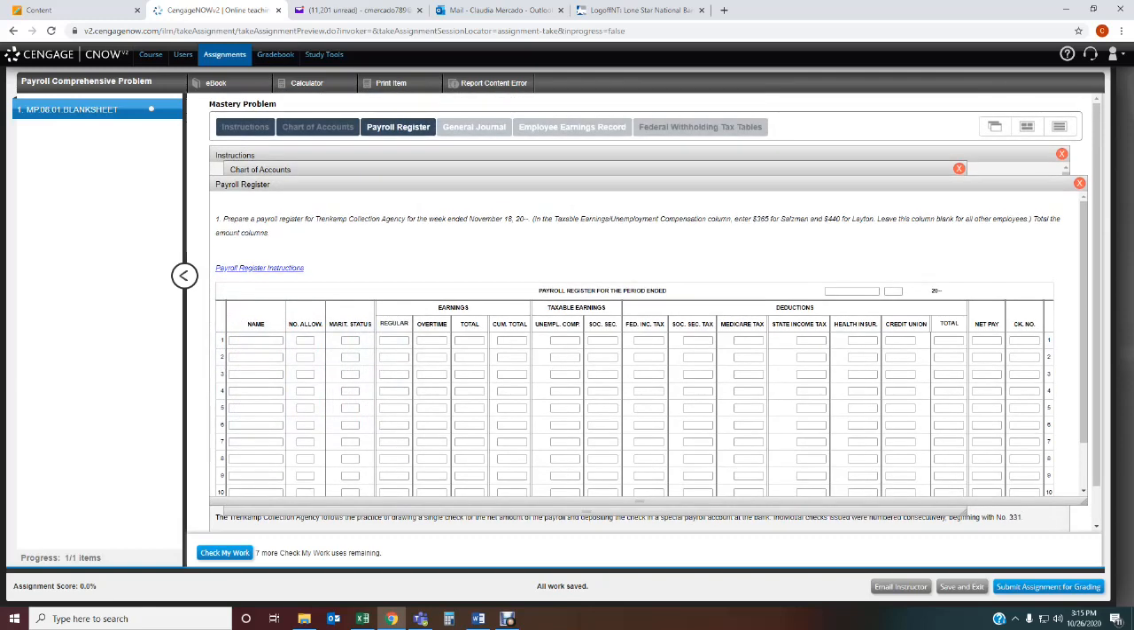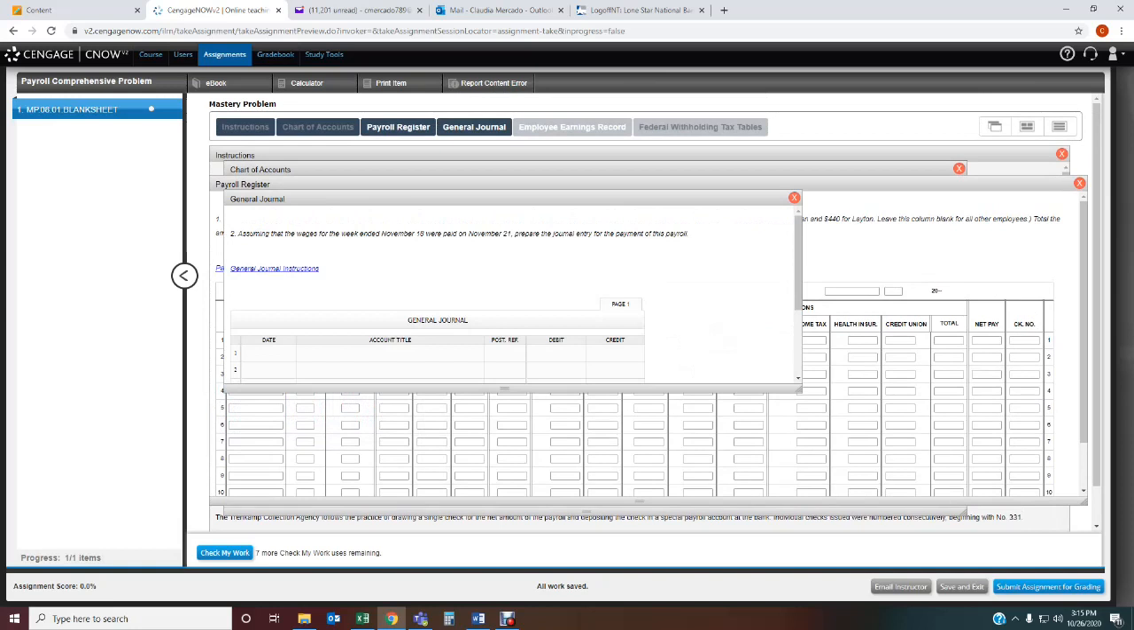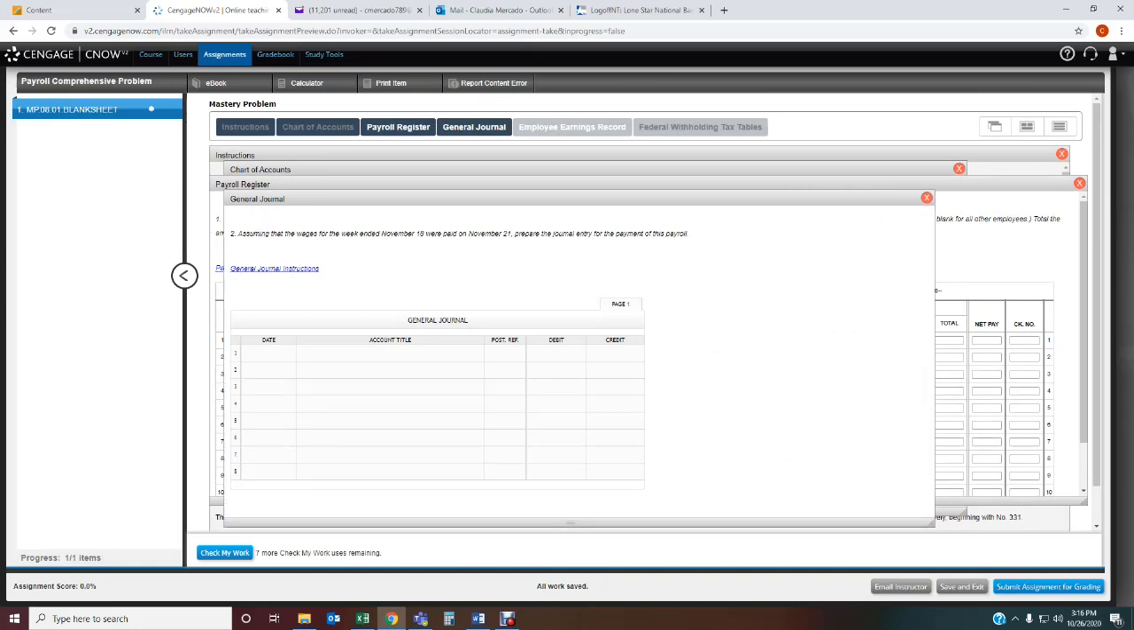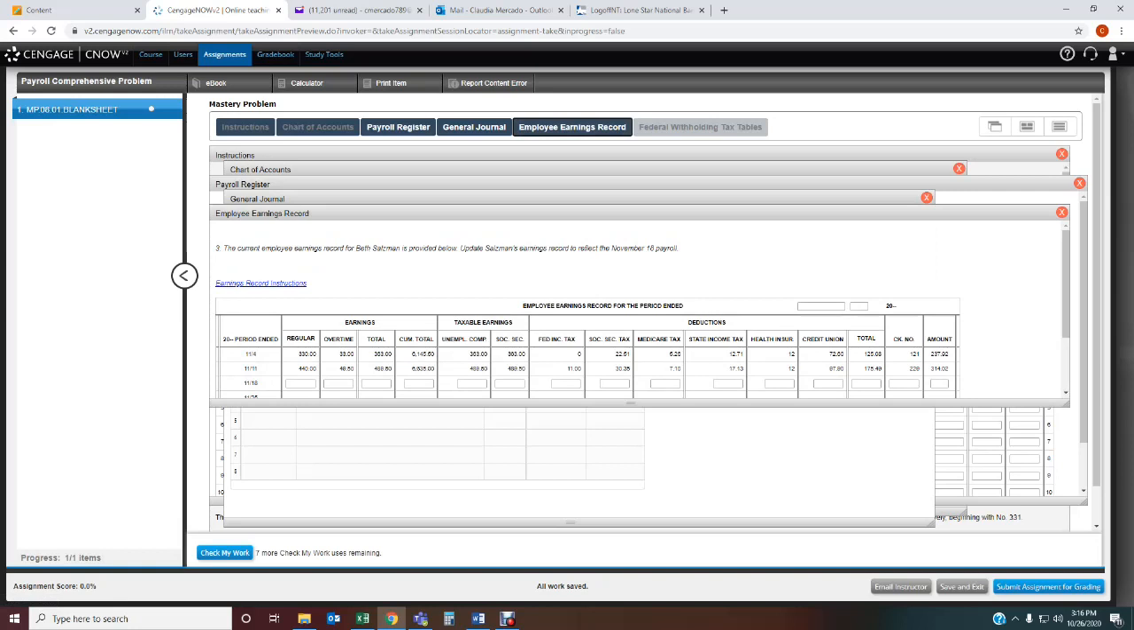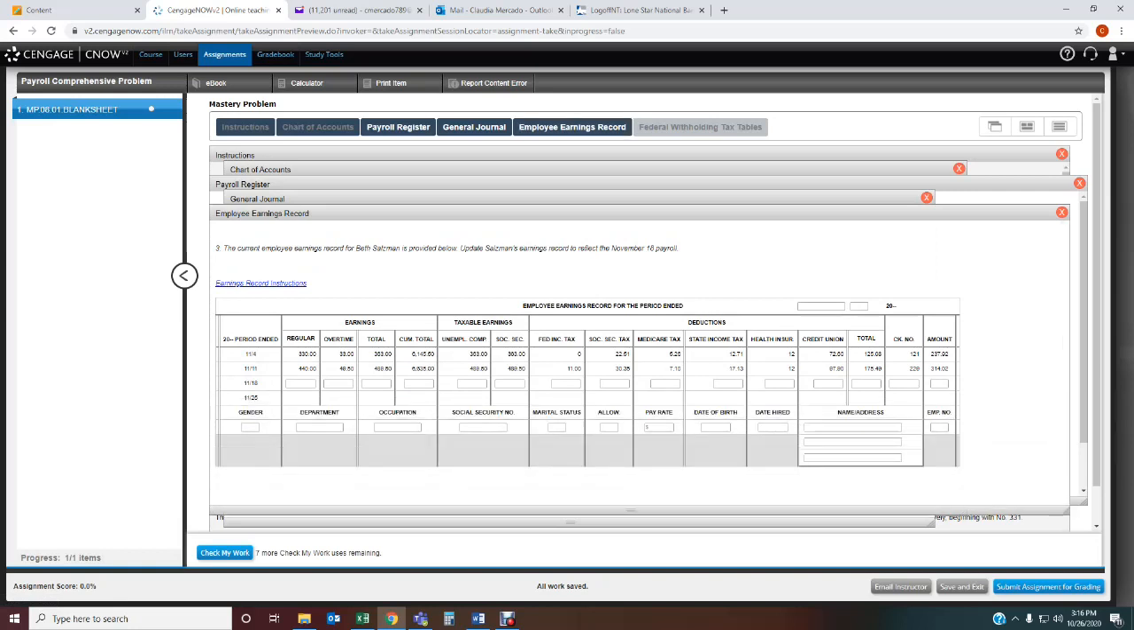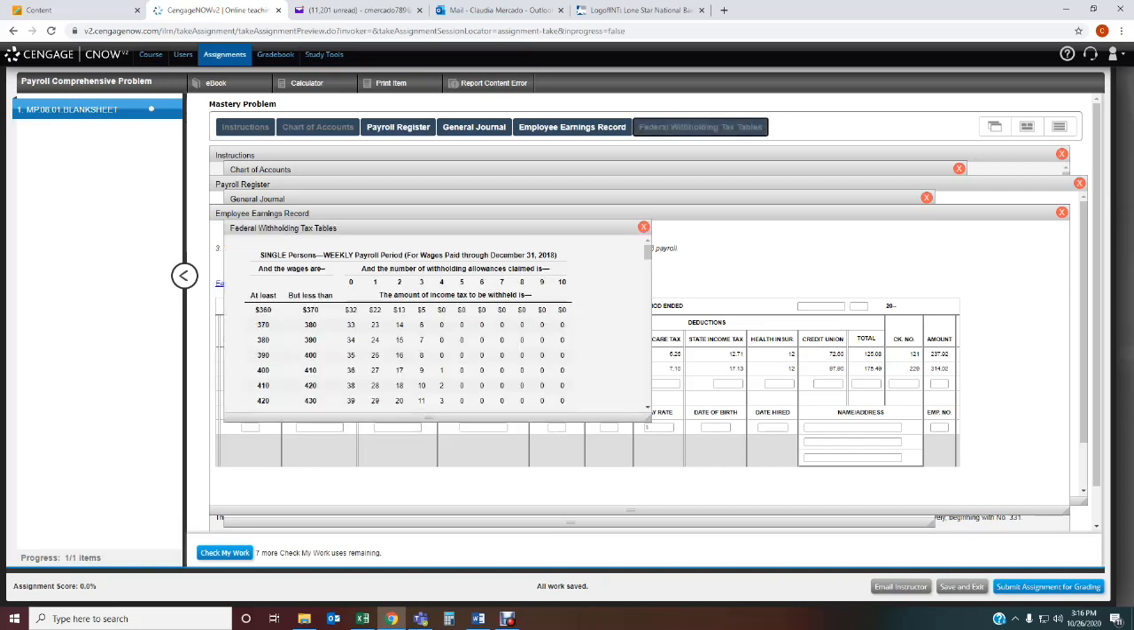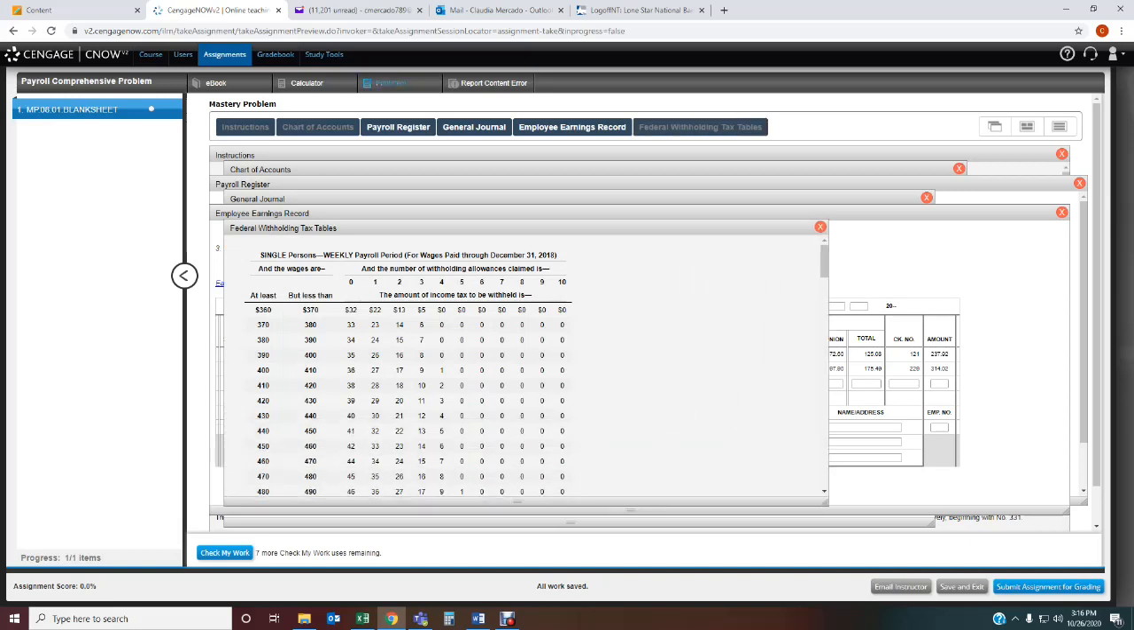Okay, so after you complete the payroll register, then you're going to do a journal entry to record your payroll transactions. Okay, you've got instructions that you need to read there. And then you have to complete an employee earnings record for one employee. Okay, and then they've also provided you with the federal withholding tax tables that you're going to be needing to calculate your taxes. Okay, so this is all of the information. As you can see, it's extensive. Plan accordingly so you can be able to complete it.